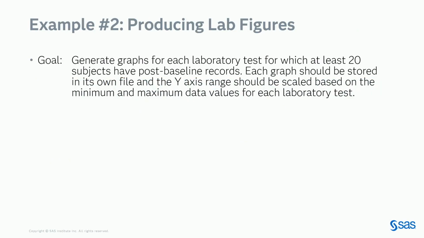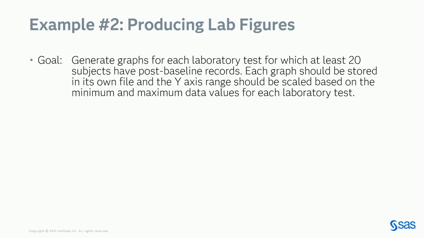So before we can actually show you the code, we have to set the background and understand what we're trying to produce. In this particular example, we're trying to produce a series of figures. There's a number of laboratory tests that are being done, but we only want to produce a figure if there's at least 20 subjects with a post-baseline assessment. In addition, we want each laboratory test to be its own output, and we want the y-axis to be controlled based off the information in the data.